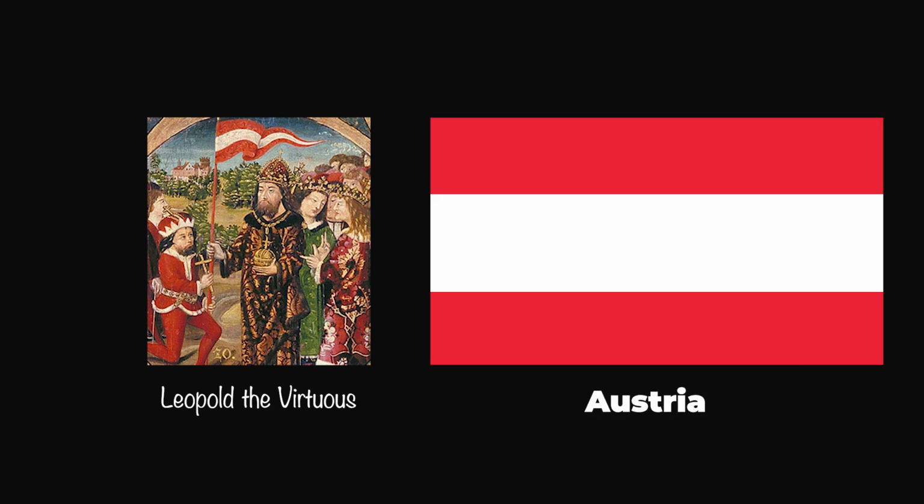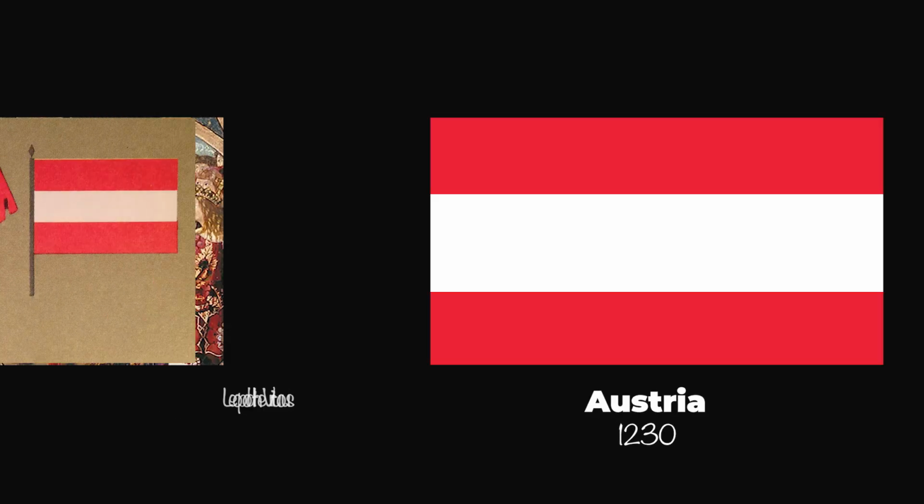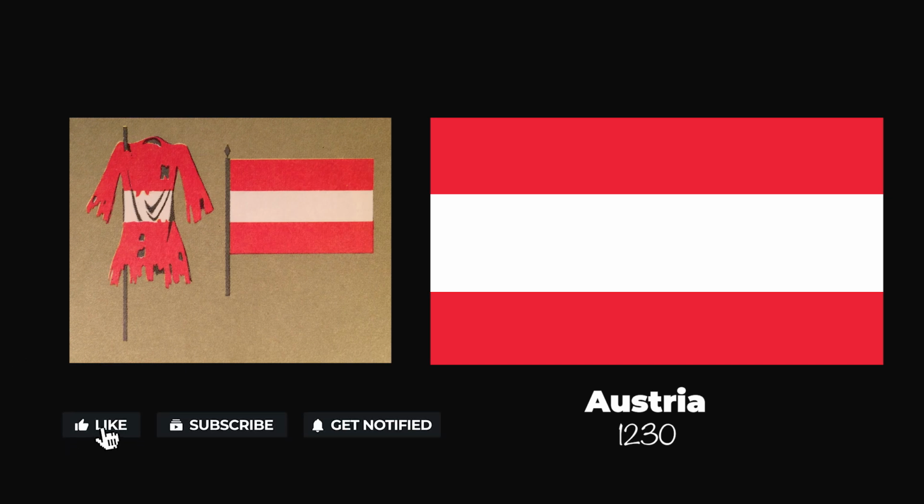Leopold the Virtuous, Duke of Austria, is credited with the design back in 1230, with the legend stating that upon returning from war, his white battle dress was soaked with blood. When he removed his belt, the cloth underneath was still white.